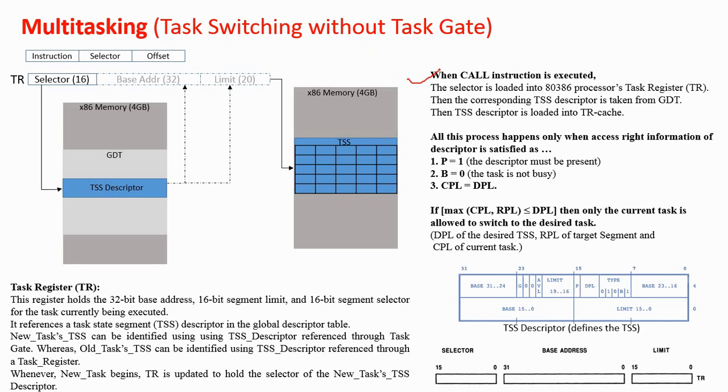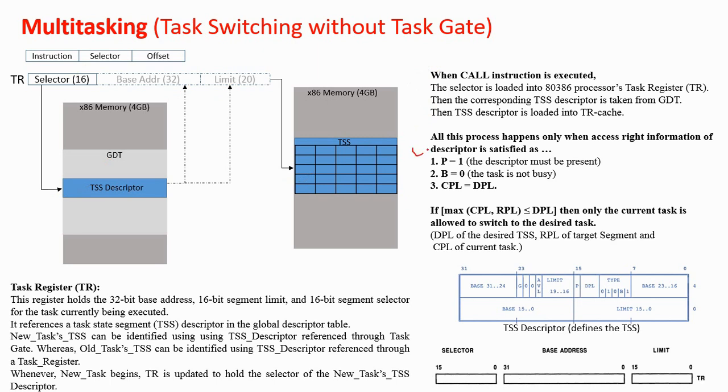When these instructions get executed, the selector is loaded into the 386 processor's task register. So the selector is loaded in the selector field of the task register. Then the corresponding TSS descriptor is taken from the GDT, the global descriptor table. Then the TSS descriptor is loaded into the task register cache over here, and from those fields the TSS of the task will get located. So this is the summary of the discussion.